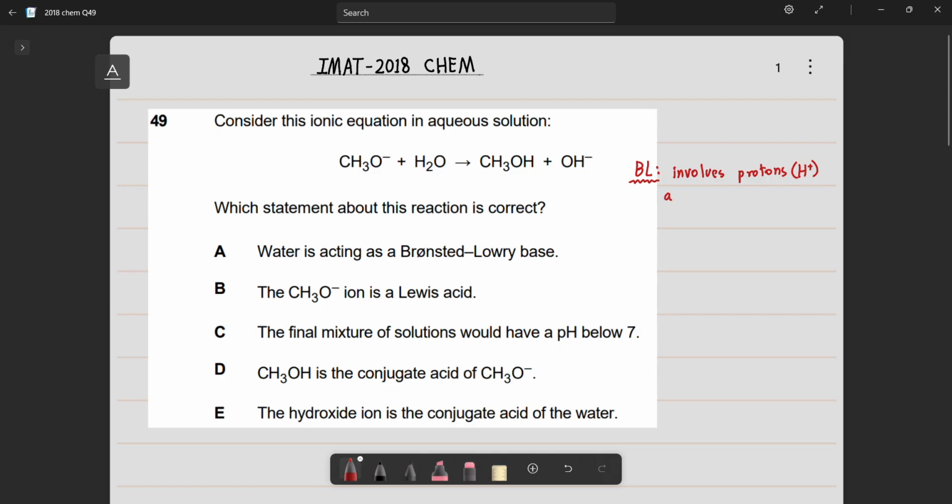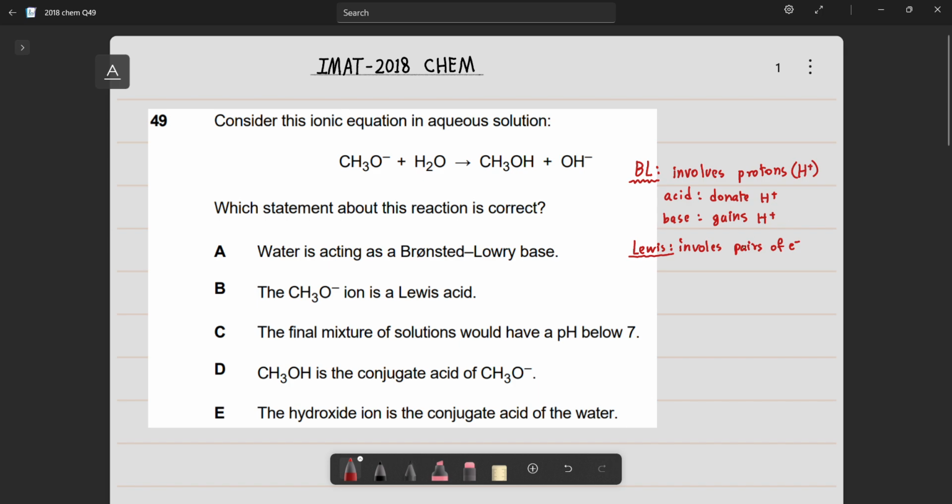So the acid donates the protons, whereas the base gains the proton. The Brønsted-Lowry acid-base theory mainly involves the transfer of protons, which are hydrogen ions. And for Lewis acid and base, it involves the transfer of pairs of electrons.